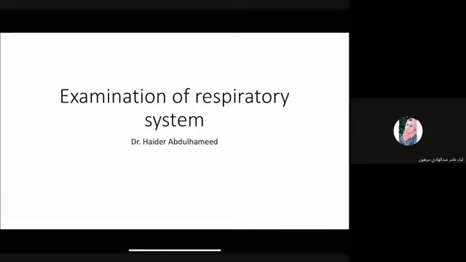Examination starts with the basic principles of inspection, palpation, percussion, and auscultation. Examination of the respiratory system is very important in applying all these aspects so that we can reach the diagnosis of our patient. So we go through the steps of the examination, and we will learn the importance of each part of the examination. We will start with the general steps of the examination.